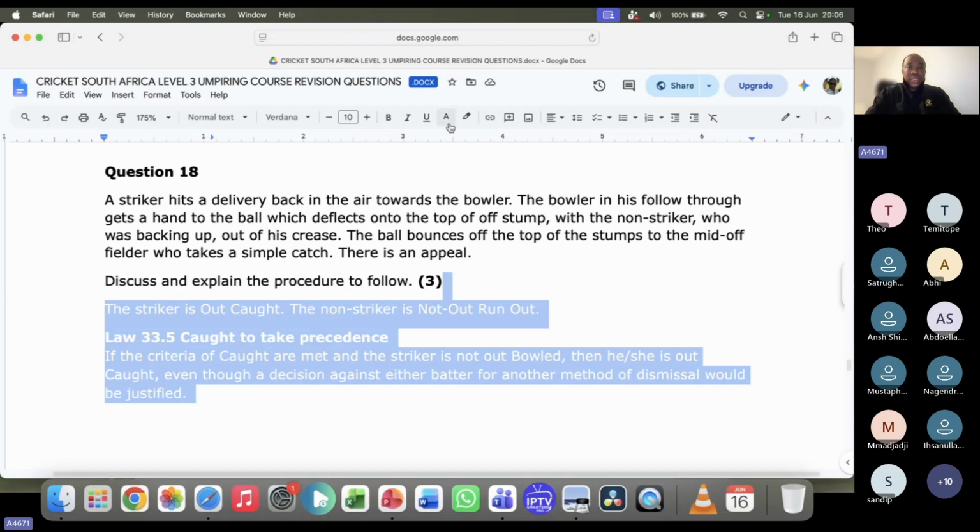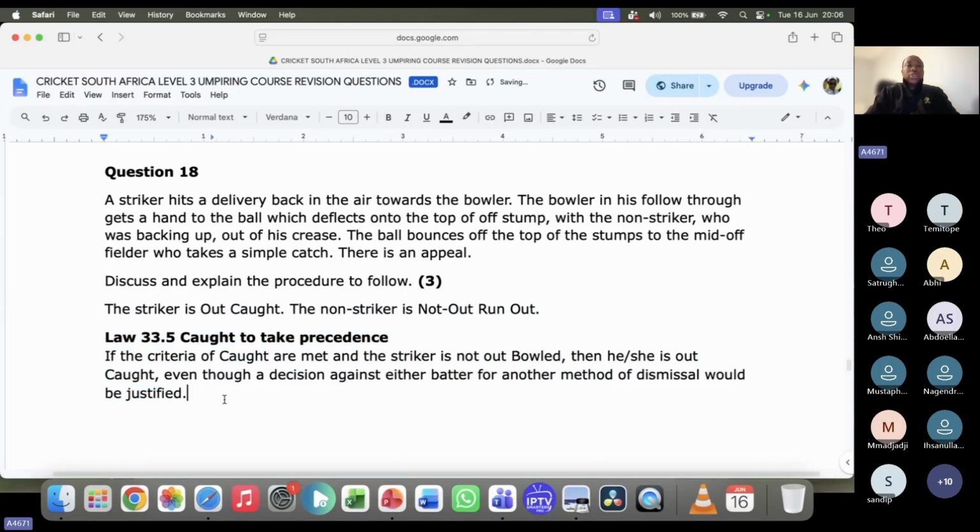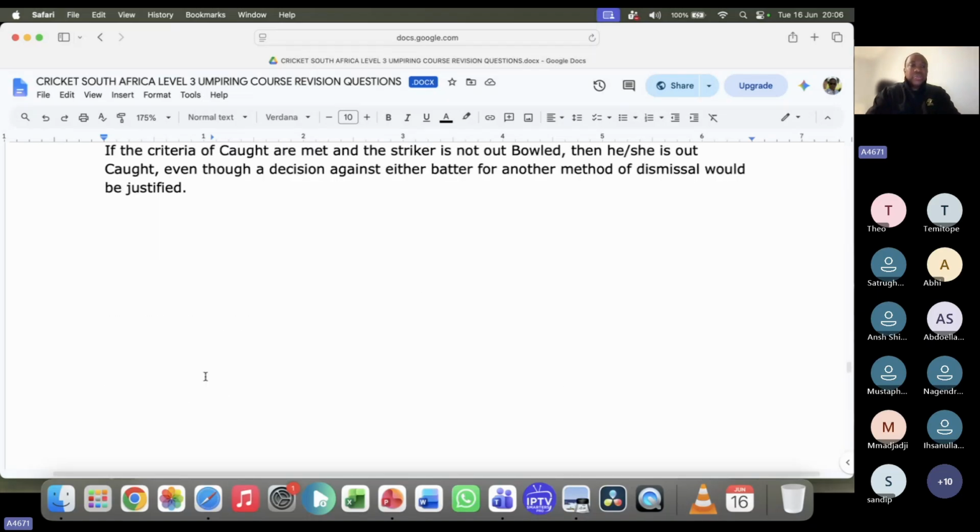So the law tells us that if the criteria of caught are met and the striker is not out bowled, then he or she is out caught, even though a decision against either batter for another mode of dismissal would be justified. Remember, I explained last week that bowled is the big boss, caught is the next boss, and all the other modes of dismissal follow after caught. Okay, well done, Sandeep. Thank you.